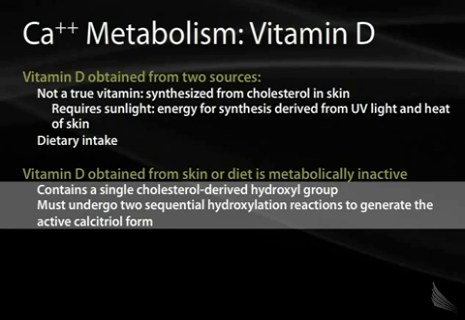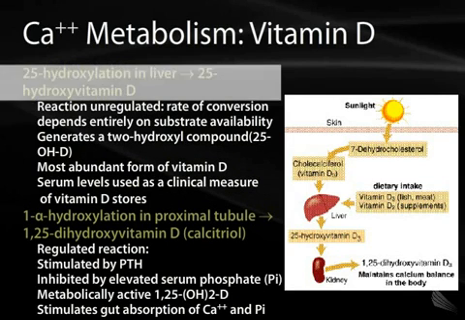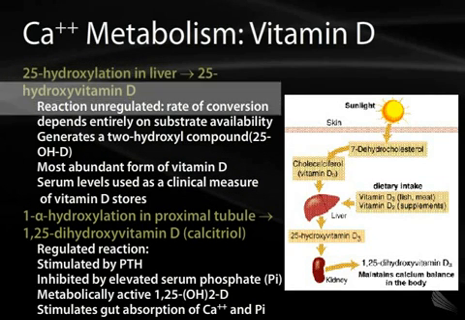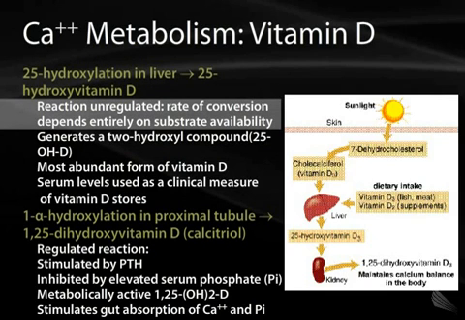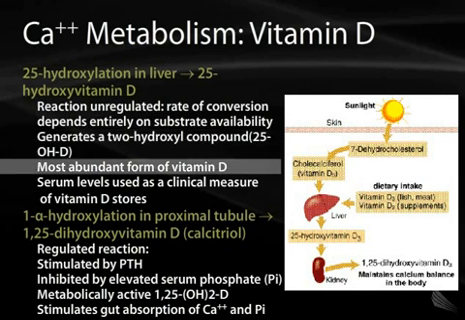The 1-alpha hydroxylation, the second hydroxylation that occurs in the kidney, creates the final active form of vitamin D, known as calcitriol. Once again, to go through this, 25 hydroxylation occurs in the liver. This is largely unregulated. The rate of conversion depends really on the availability of the substrate. It generates 25 hydroxyvitamin D. While it's the most abundant form of vitamin D, as well as the measure of clinical relevance in terms of measuring our vitamin D stores, at normal concentrations, 25 hydroxyvitamin D is not the active form.